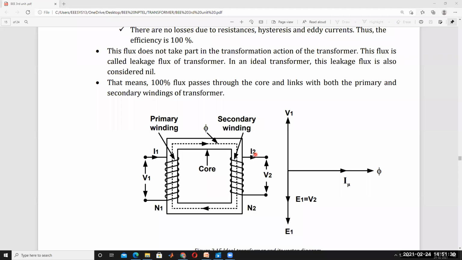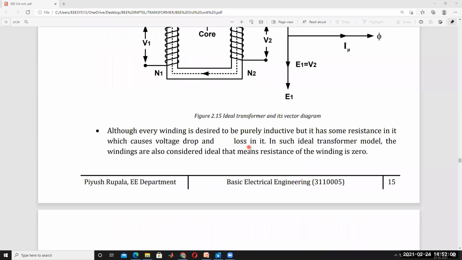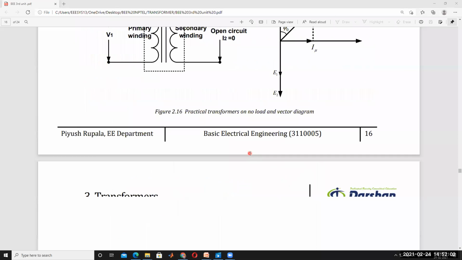This secondary current I2 is induced because of the flux set up in the transformer core. This flux is because of the primary winding current I1. I2 is increased because the flux in the transformer core is linking with the secondary winding, and the flux in the core is because of the primary winding. So when I2 increases, the primary current also increases. Understood?